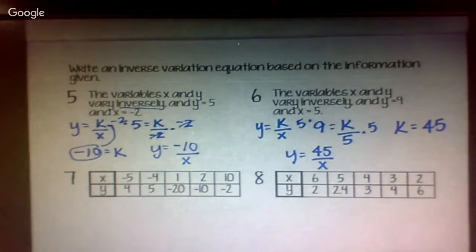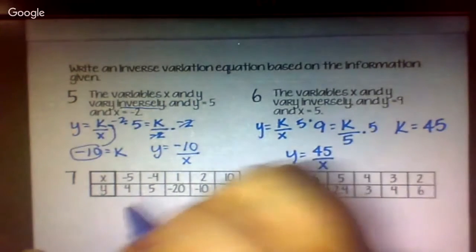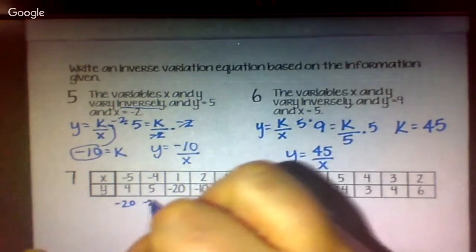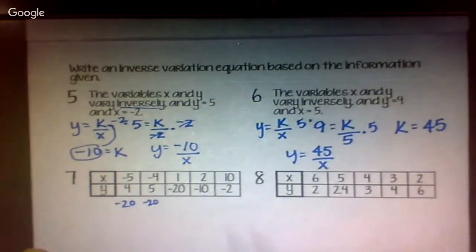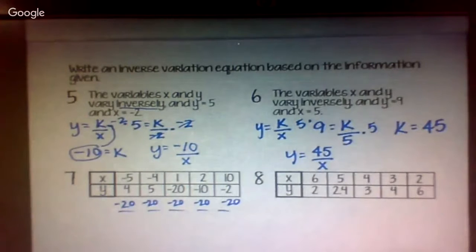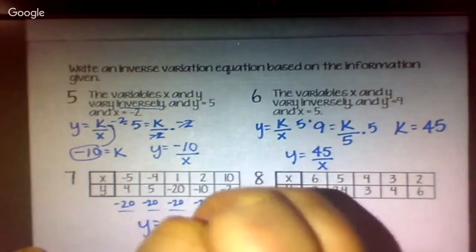Remember yesterday when we took y divided by X and we had to make sure all of our constants were the same? We're going to do the same thing, but because this is inverse, instead of dividing, we're going to multiply. So what is 4 times -5? -20. What is -4 times 5? -20. What's 1 times -20? 2 times -10. And 10 times -2. Okay, when all of these match, that is your K value. Create your equation. So y equals -20 divided by X.